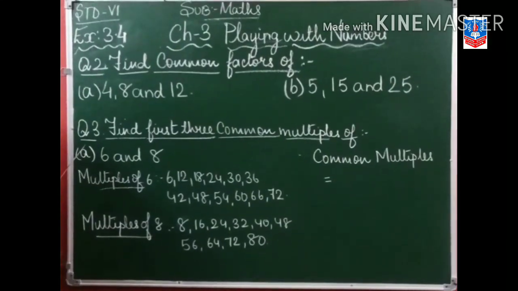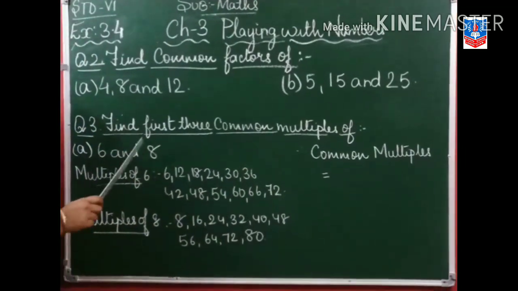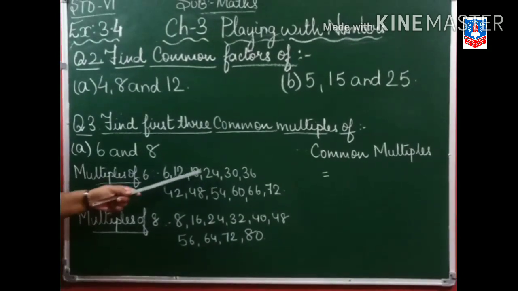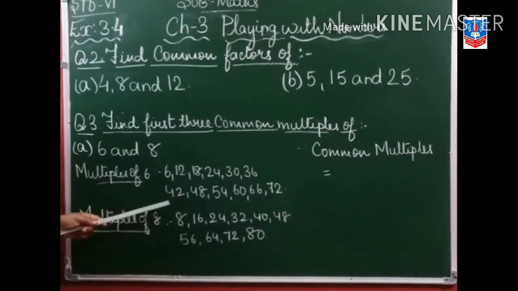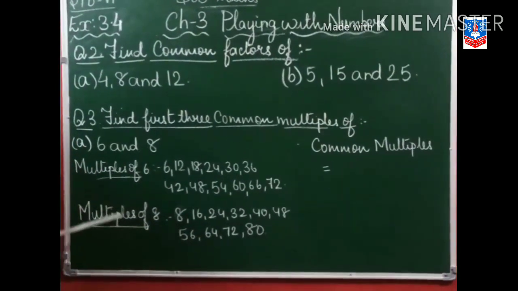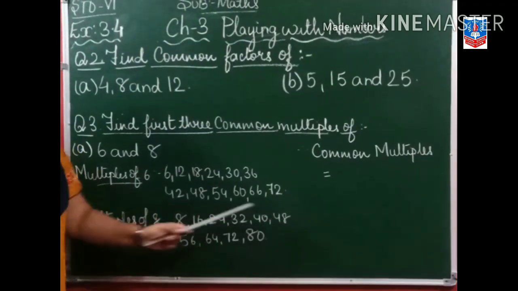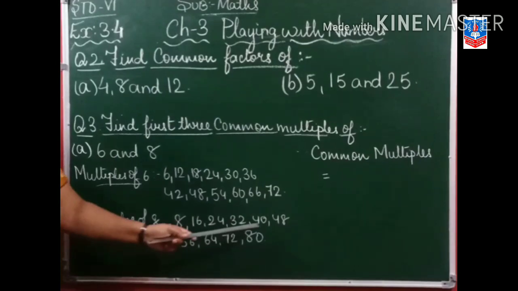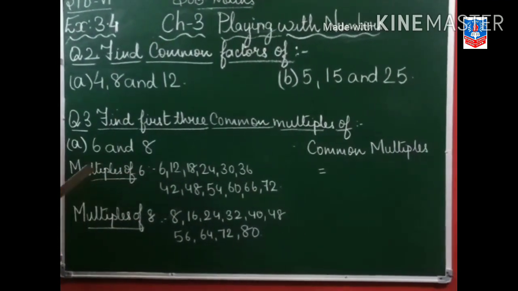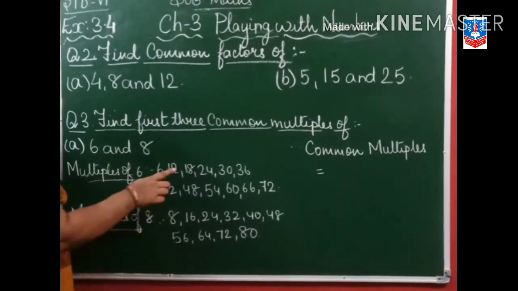Now question number 3. Find first 3 common multiples of 6 and 8. Now multiples of 6: 6, 12, 18, 24, 30, 36, 42, 48, 54, 60, 66, 72. And multiples of 8: 8, 16, 24, 32, 40, 48, 56, 64, 72 and 80. Now we have to find the first 3 common multiples.